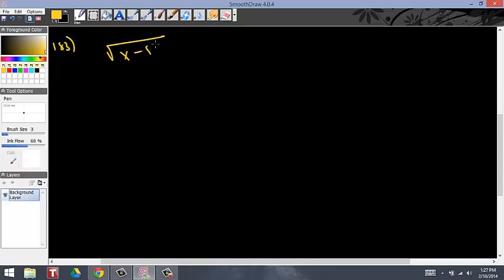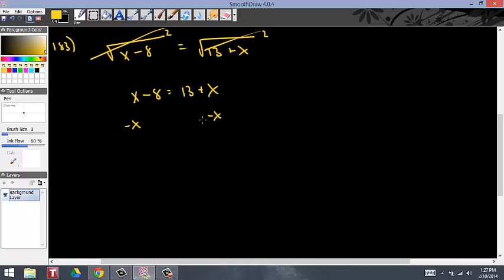Radical x minus 8 equals radical 13 plus x. Square both sides. X minus 8 equals 13 plus x. Well, the x's are going to cancel each other out, and I get negative 8 equals 13. How often is that statement true? How often does negative 8 equal 13? Never. So the answer, AJ? No solution. Very good.